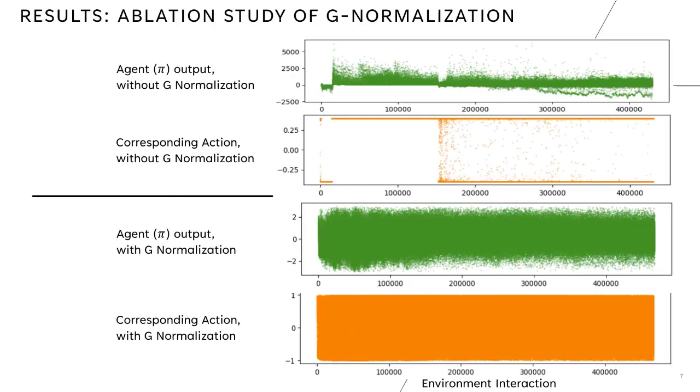The first experiment I conducted was an ablation study of G-normalization. The first two charts show the agent output without G-normalization. As you can see, it's huge, and so is the corresponding action. Basically, the only actions are the maximum and minimum output. However, when you add normalization, you can see that you get much more reasonable magnitudes, and the corresponding actions of those outputs are very well exploring the action space.